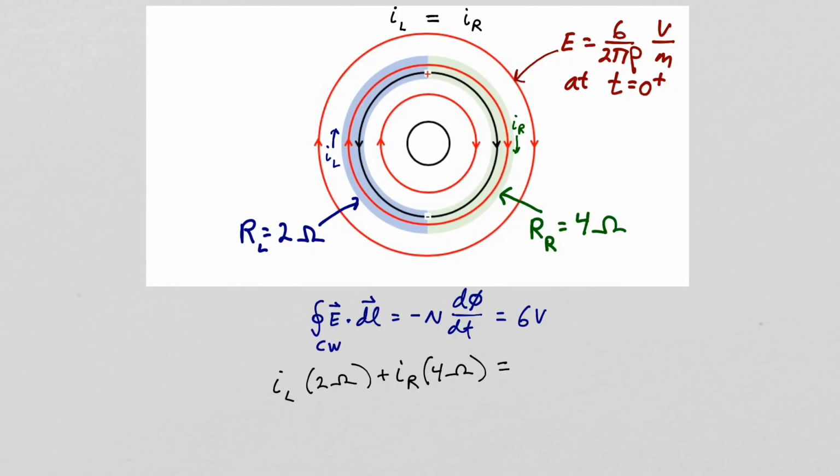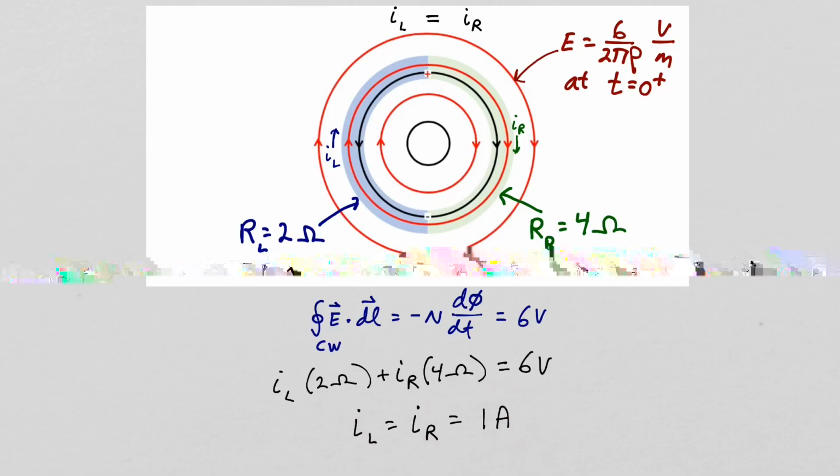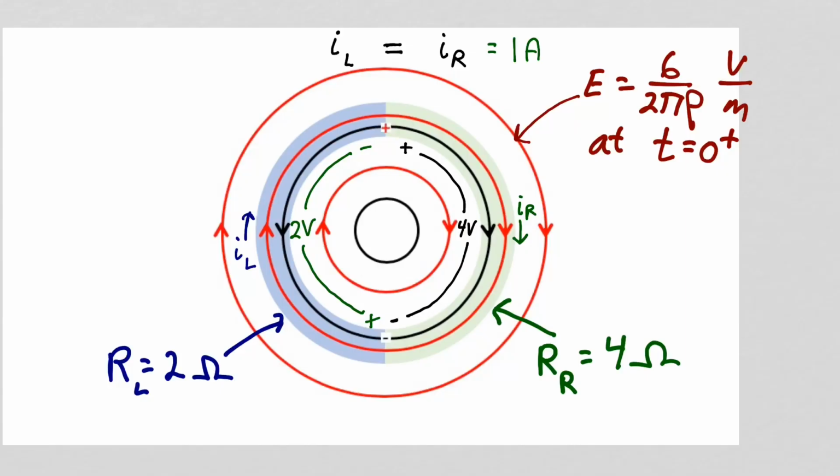Since in steady state the current in the left half ring is equal to the current flowing in the right half ring, the current flowing around the ring is 1 amp. So in steady state we'll have 2 volts dropped across the left half ring and 4 volts dropped across the right half ring. So summing the voltage drop around the ring will give us 6 volts, which is equal to the electromotive force coming from the solenoid.